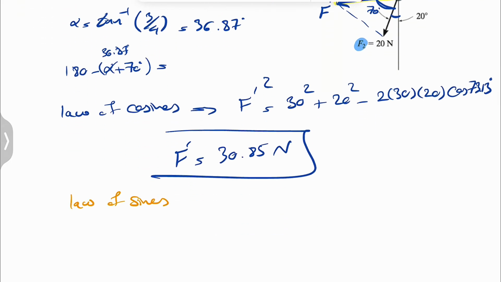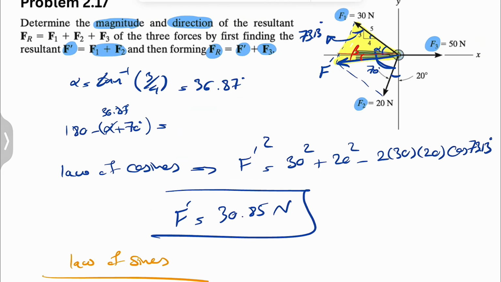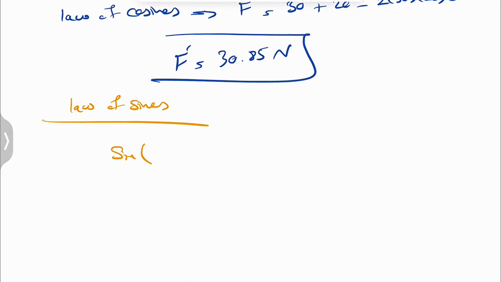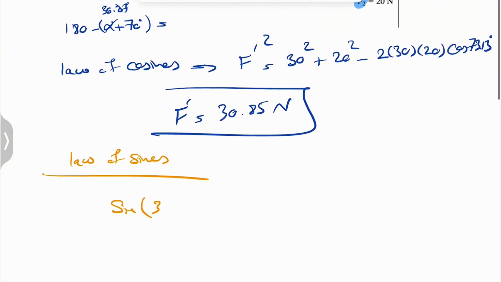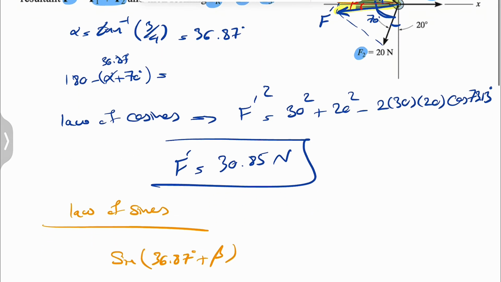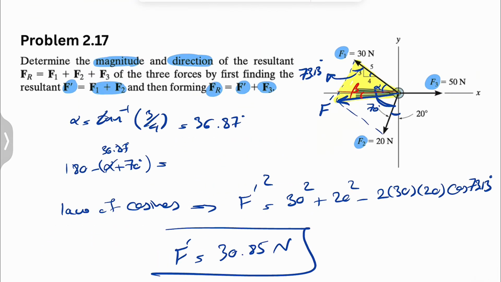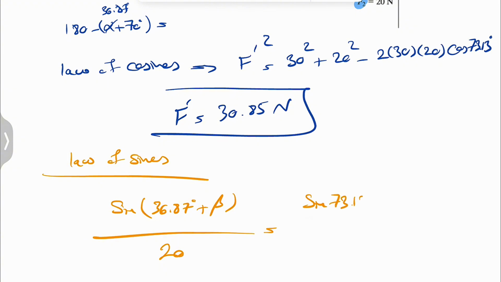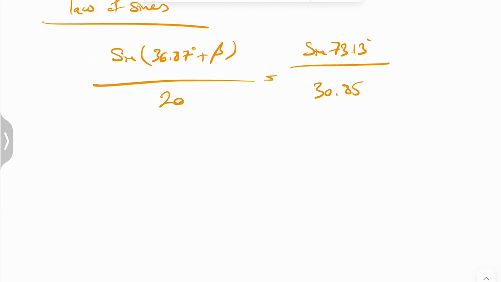In the law of sines, we're going to have the sine of that angle, which is alpha plus beta. So sine of 36.87 plus beta over the side that is facing that, which is F2, so over 20, equals sine of 73.13 over the F prime, which is 30.85. If you just cross multiply this and find the sine inverse, the 36.87 degrees plus beta would be the sine inverse of this multiplication.